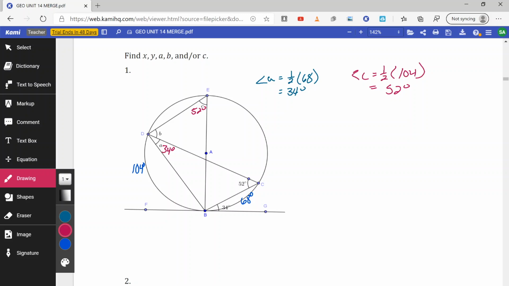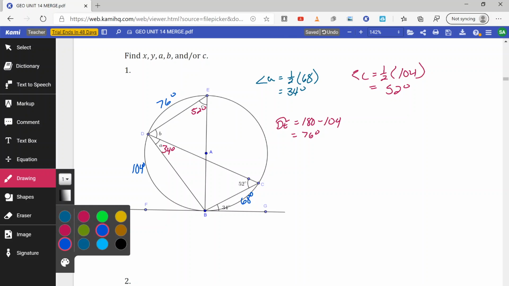So to figure out DE, I take 180 and I subtract 104. And I get 76 degrees. So arc DE is going to be 76 degrees. And now that I know 3 out of the 4 sections, all I have to do is subtract these 3 from 360 to figure out EC.